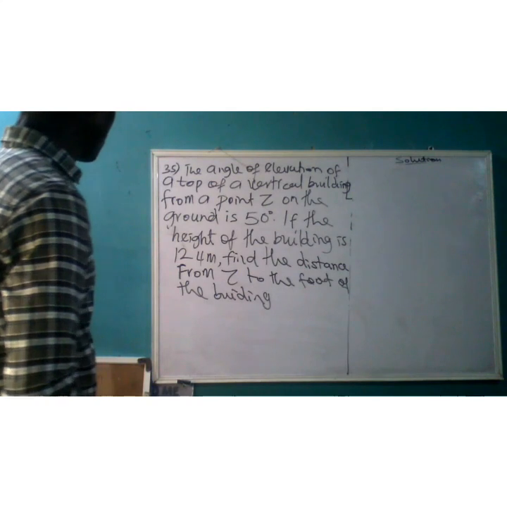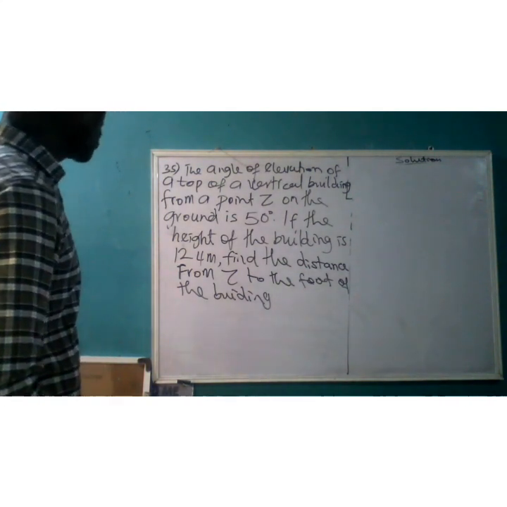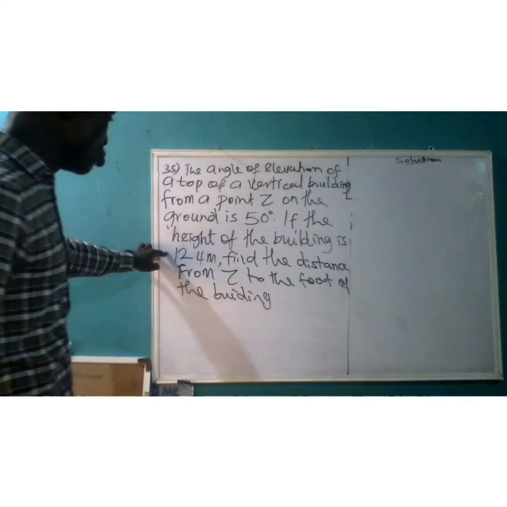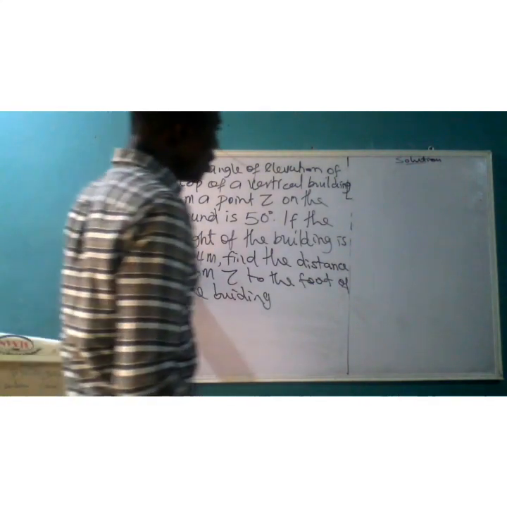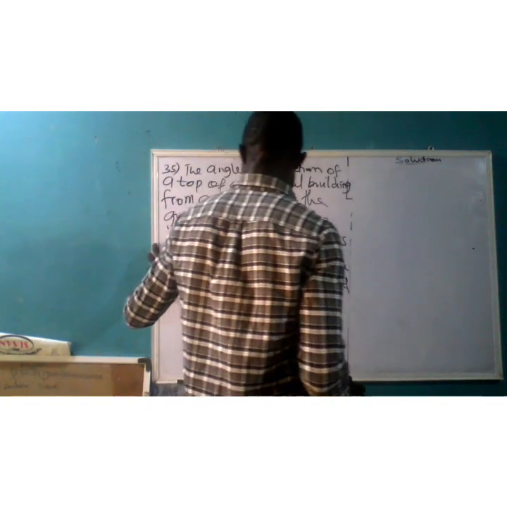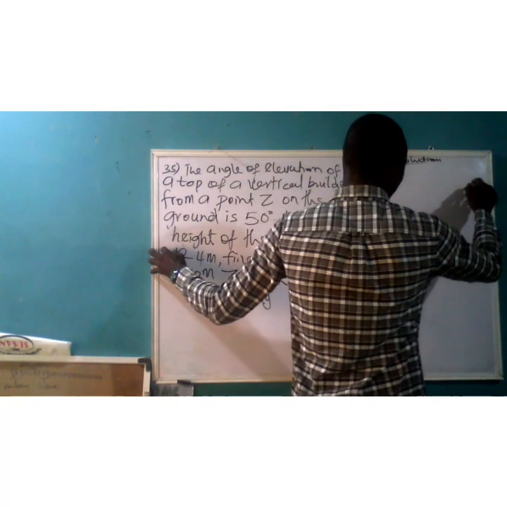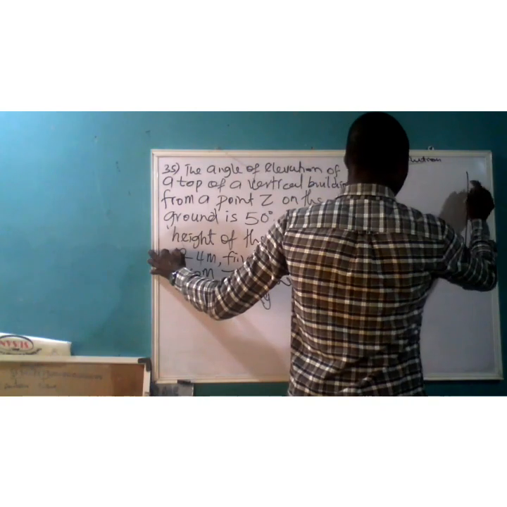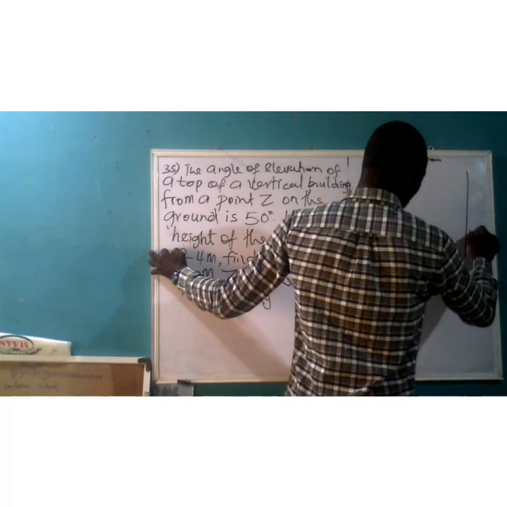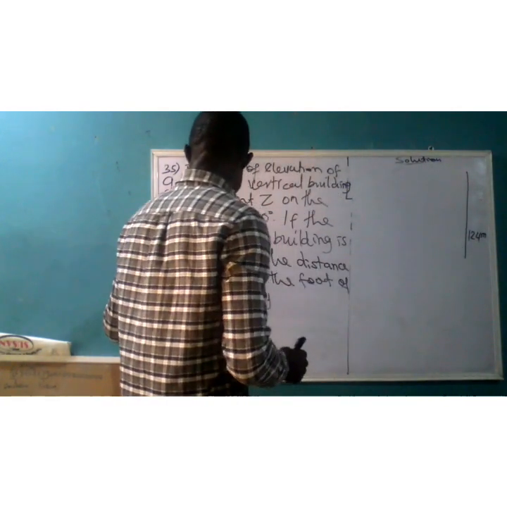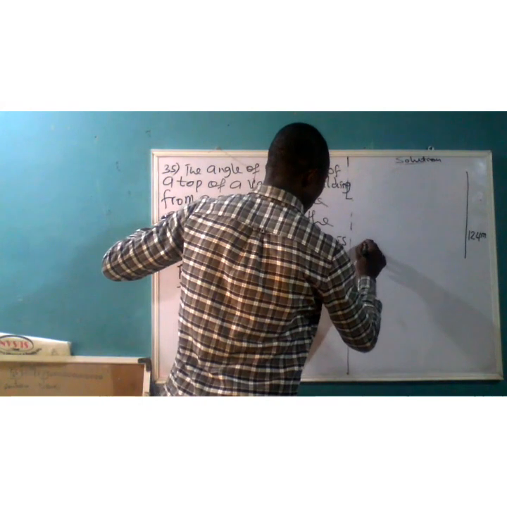The angle of elevation of the top of a vertical building from a point Z on the ground is 50 degrees. If the height of the building is 124 meters, find the distance from Z to the foot of the building. Let's assume that this is the foot of the building, and we are told that the building is 124 meters tall, right? That is, the height of the building is 124 meters. So you have the building here, which is 124 meters. Okay? Let the point Z be here.